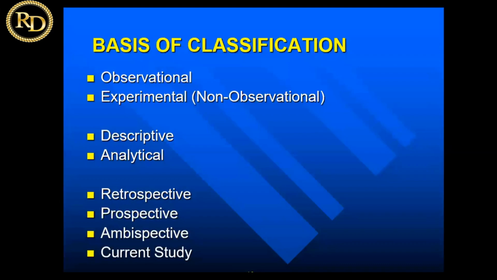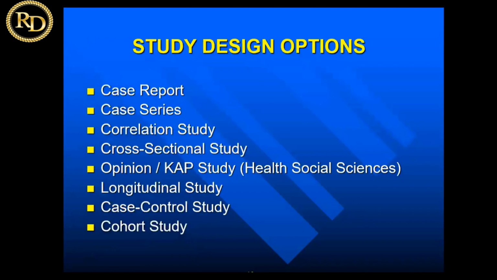Then we have retrospective studies, which are going from present to the past. They are called the retrospective studies, going from present to the past. Prospective goes from present to the future. What is ambispective? You want to see a study of the past also and present also. That is an ambispective study. Okay. And then the current studies. Now the study design options we have.